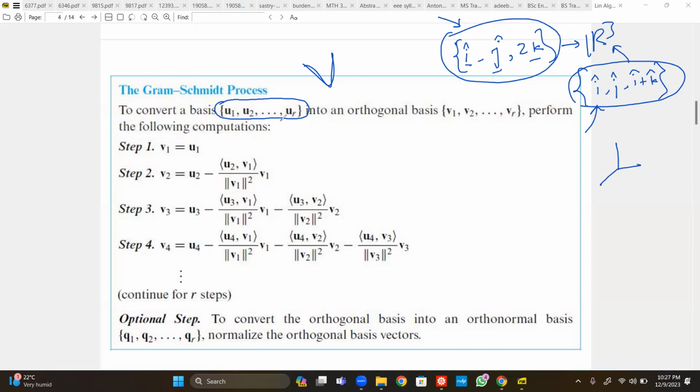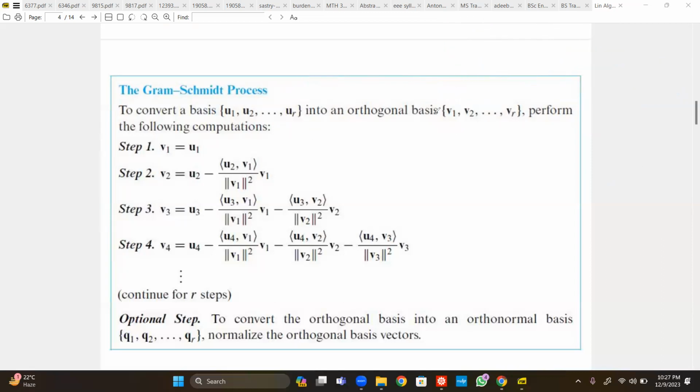So we might be interested in converting this set of r vectors into another set of r vectors which are still a basis for the same space, and additionally are orthogonal to each other. In short, we say that this is an orthogonal basis. This is the idea of an orthogonal basis. But how do we convert a given non-orthogonal basis to an orthogonal basis? There is an easy step for that. The concept is also pretty easy, and it's called the Gram-Schmidt process.